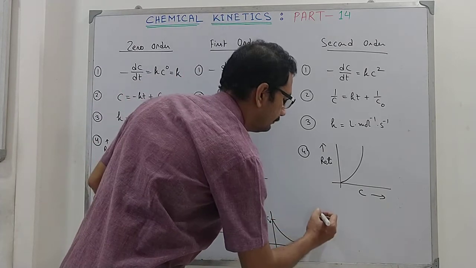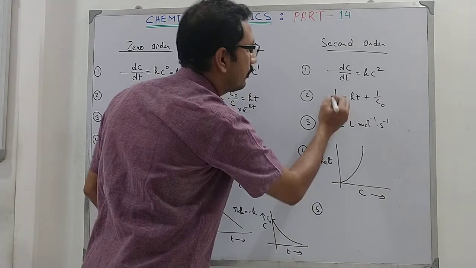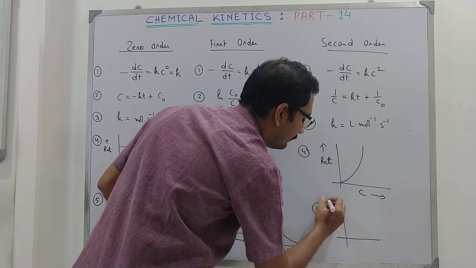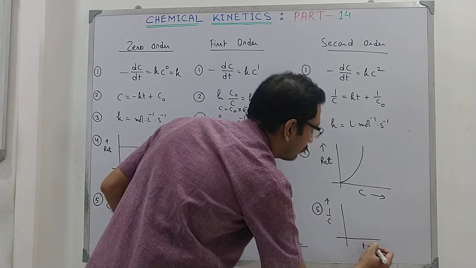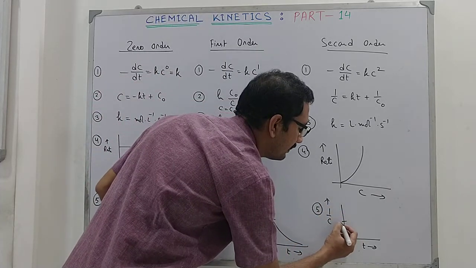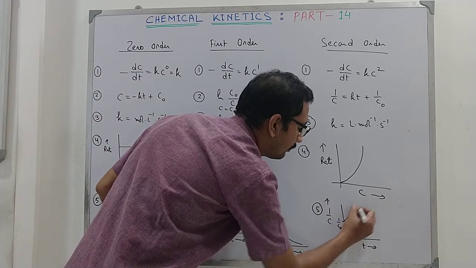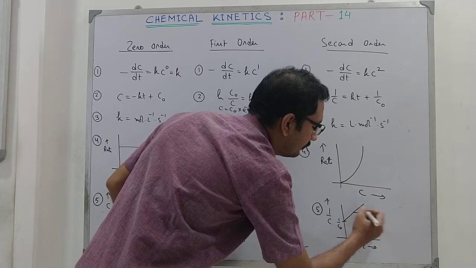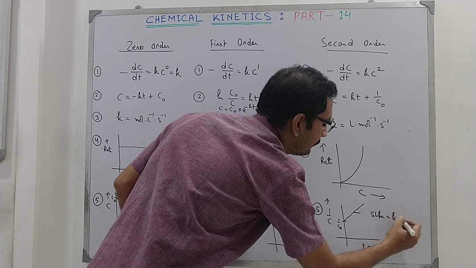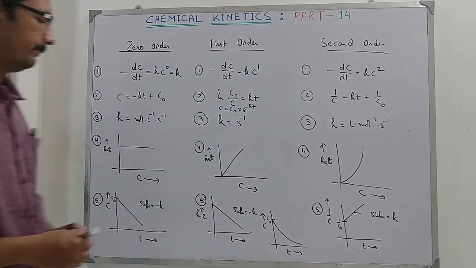And for this one we have to plot 1 by c versus time. So when we plot 1 by c versus time, that is also an equation of a straight line, but it will start from 1 by c0 and go upward. So here by measuring the angle we can have the value of the rate constant. So here the slope is k.